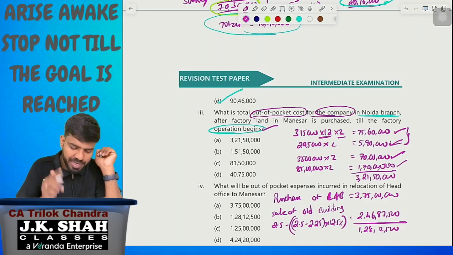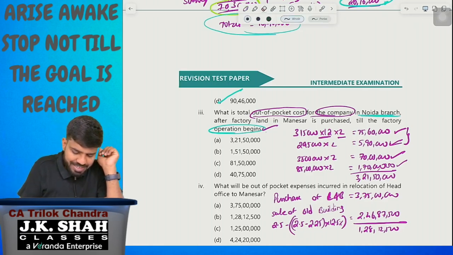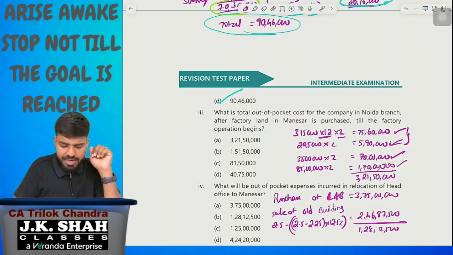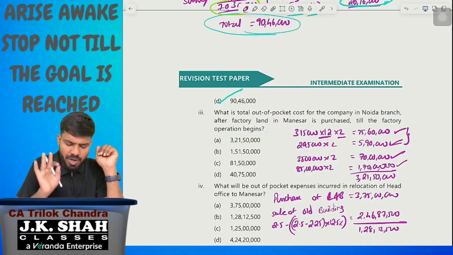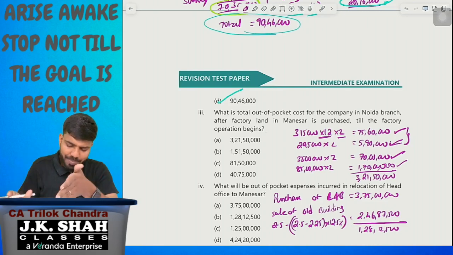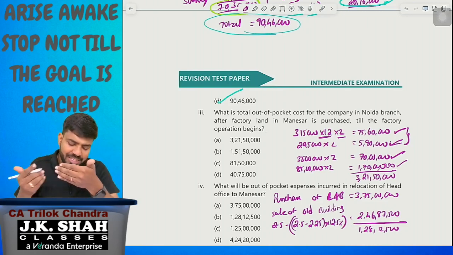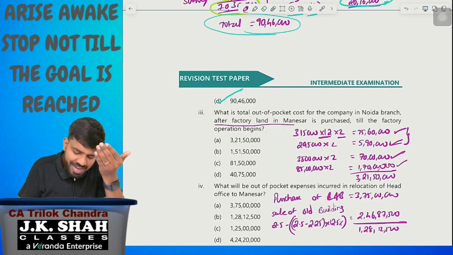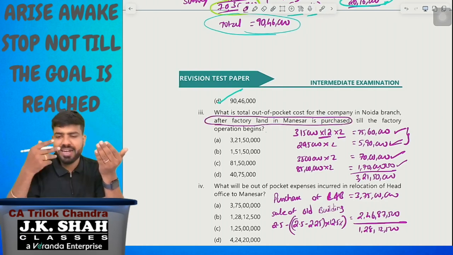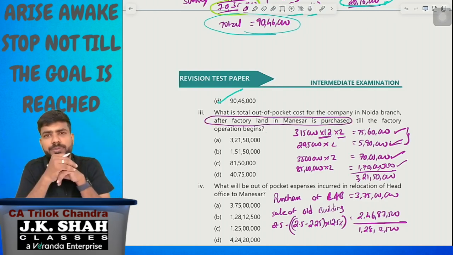Okay. Now listen to me carefully. Let us read this sentence again. We need to get certain clarity here. The point is they are asking what is the total out of pocket cost for the company in the Noida branch after the factory land in Manesar is purchased. After the factory land is purchased, what is the cost possible?